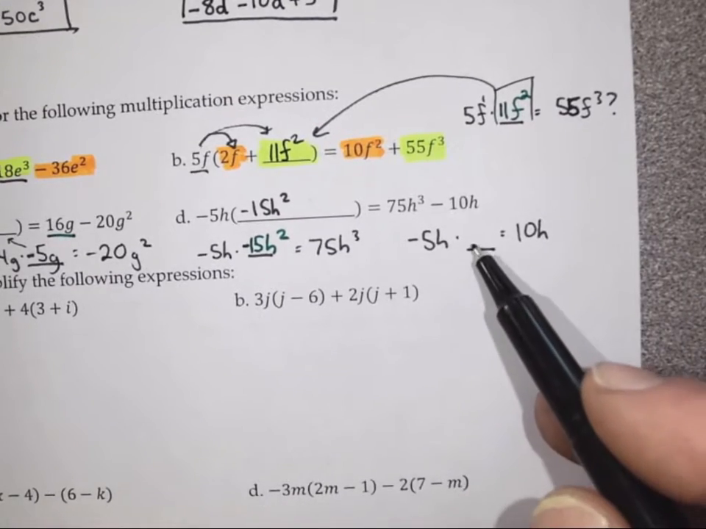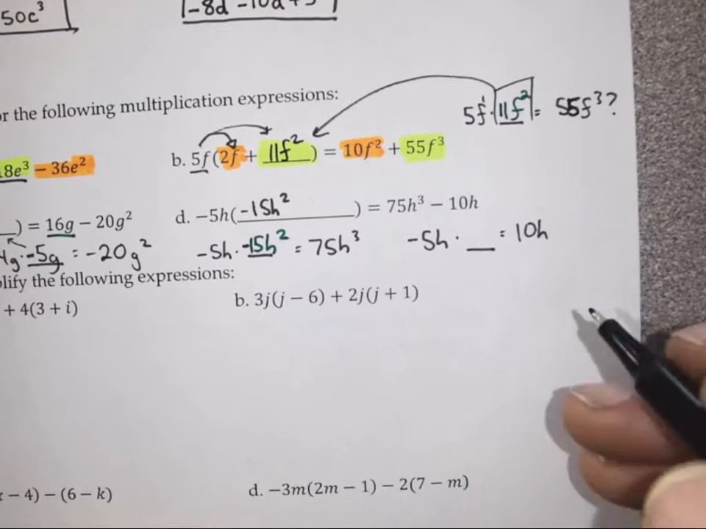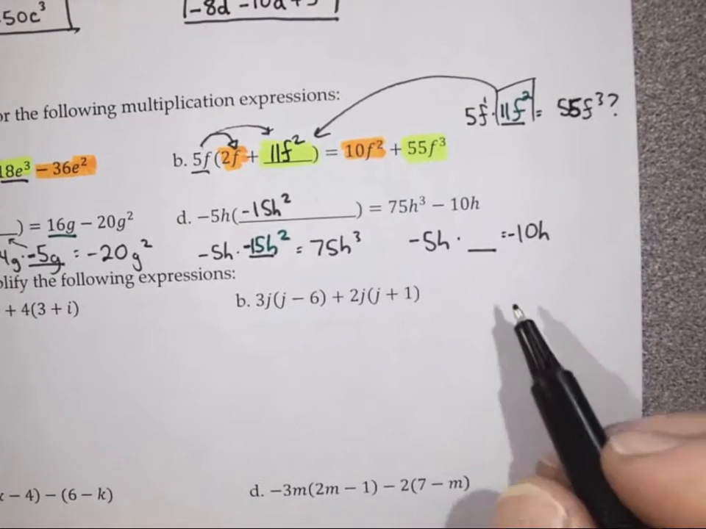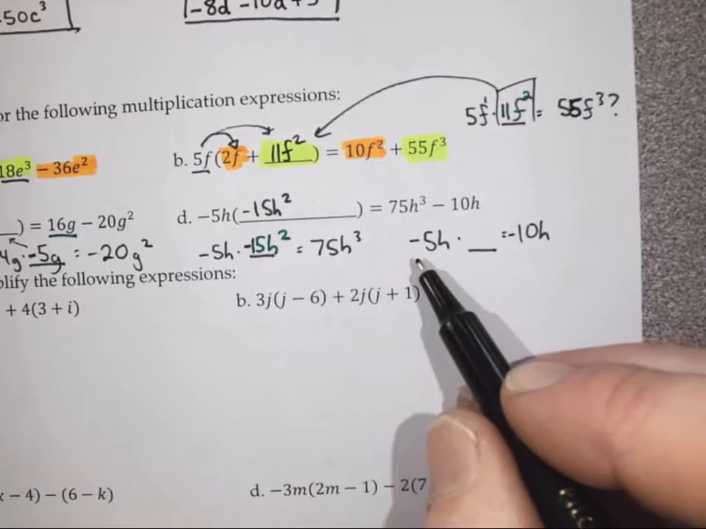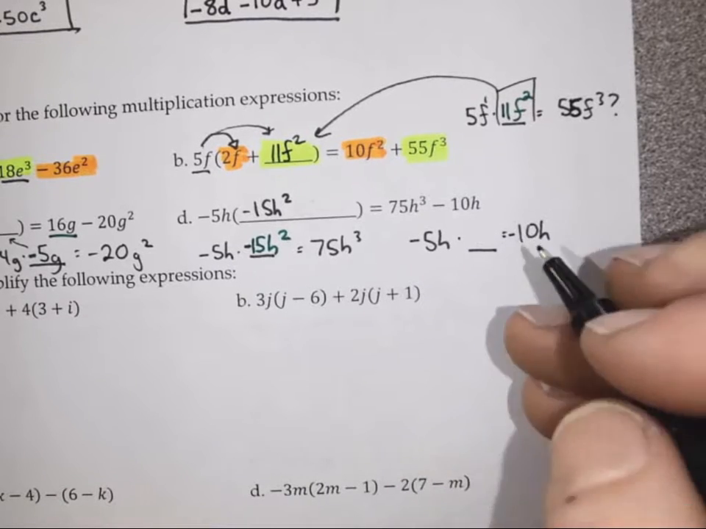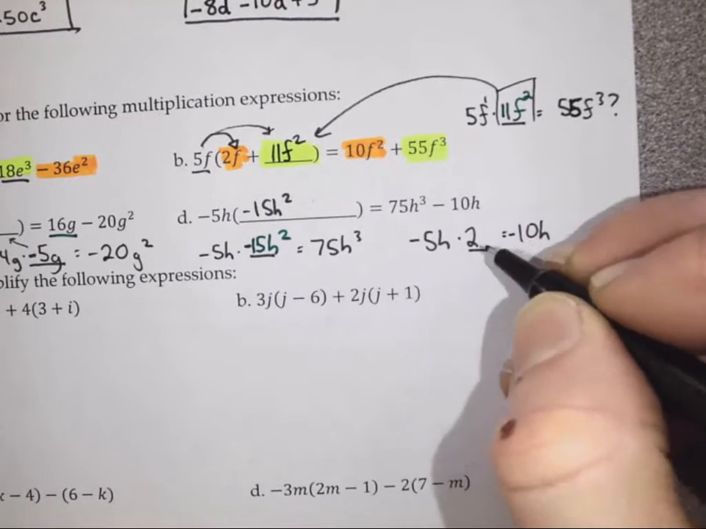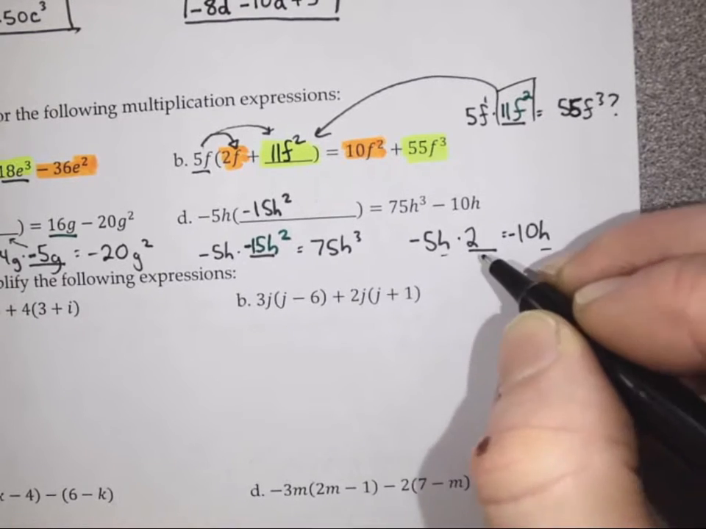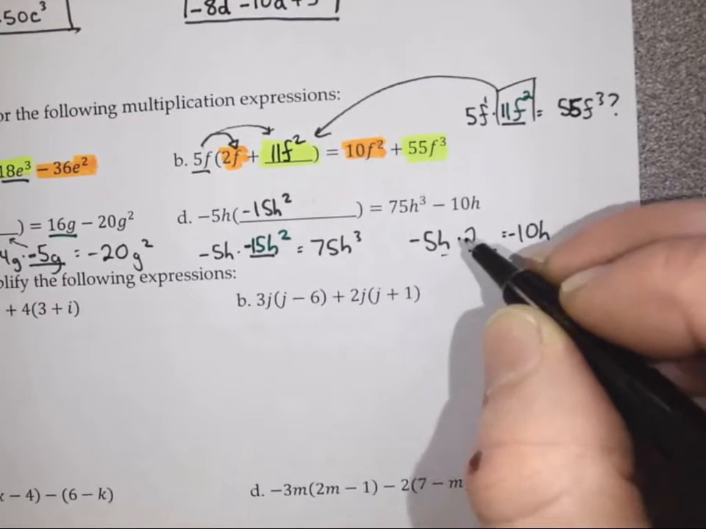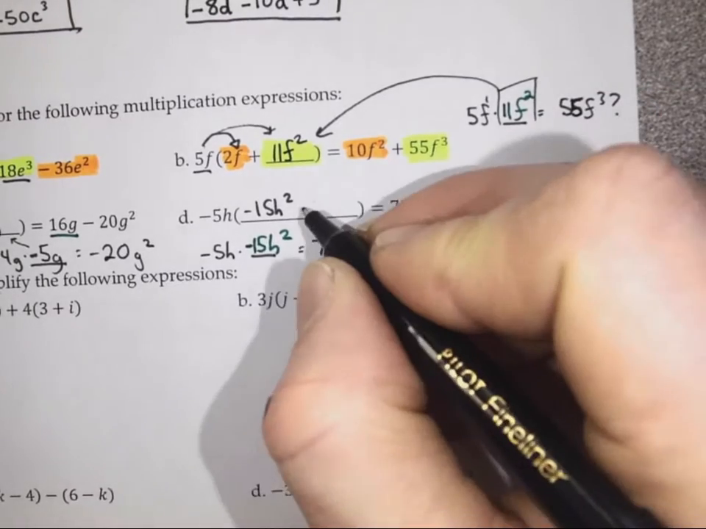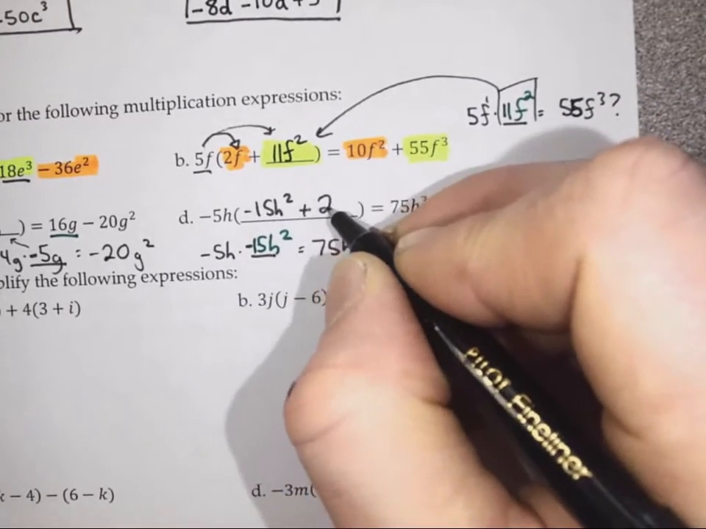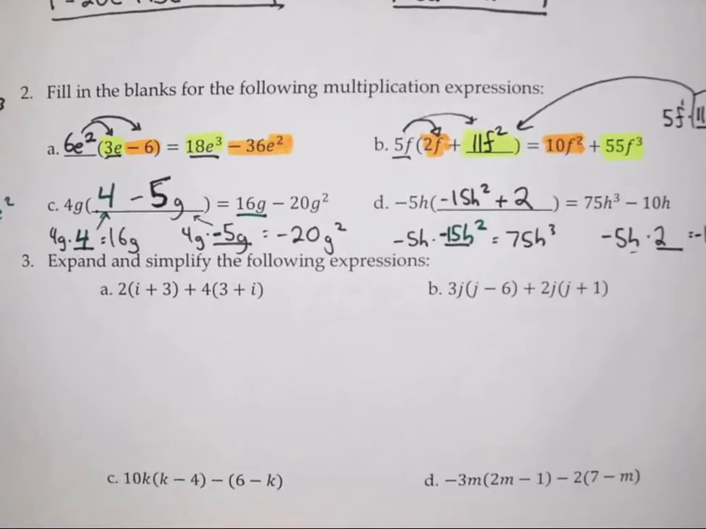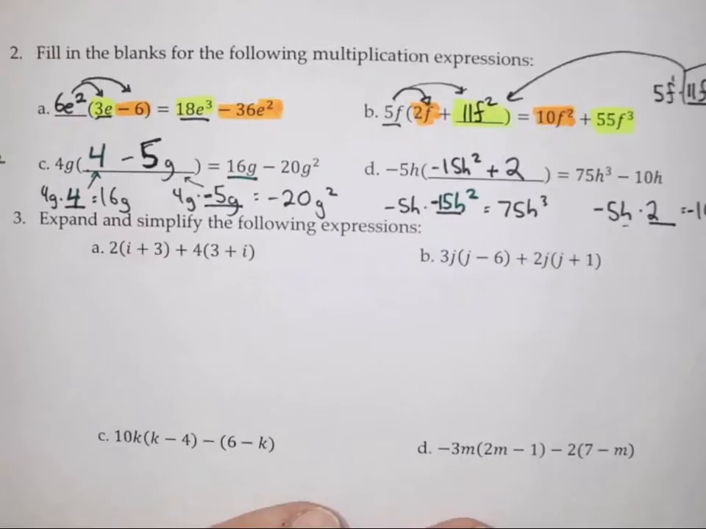And then I've got negative 5h times blank gives me 10h. Nope, it gives me negative 10h, pardon me. So that's got to be a positive number. Negative 5 times what gives me negative 10? Gives me 2. H times, okay, so like h doesn't change, so I don't need to multiply h by anything special. So actually it's just going to be a 2. And the way I write that actually is a positive 2 in there, and that's our blank. Okay.